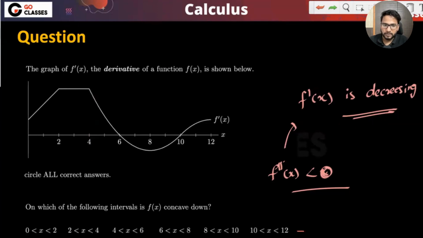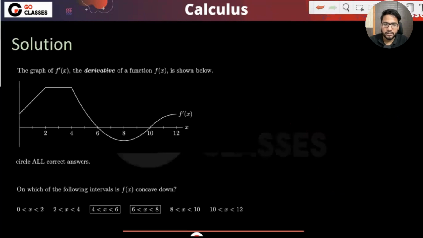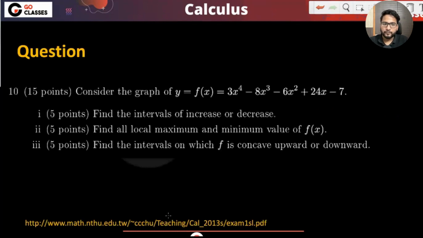So these are the options. You can just mark the correct options, right? Let me see the answer. So these are the answers: 4 to 6 and 6 to 8. Okay, cool. Let's just see this question.